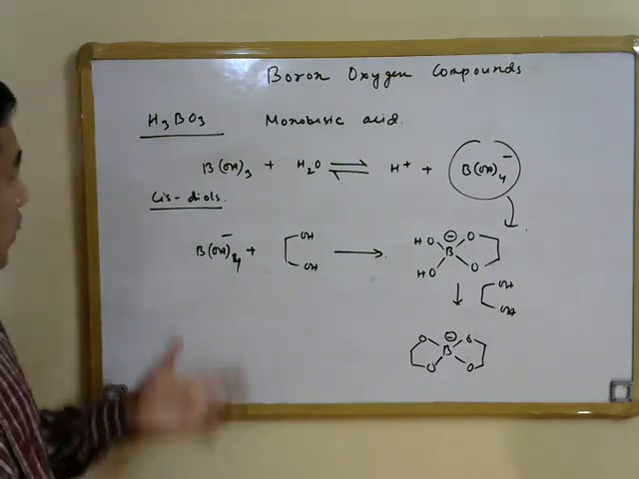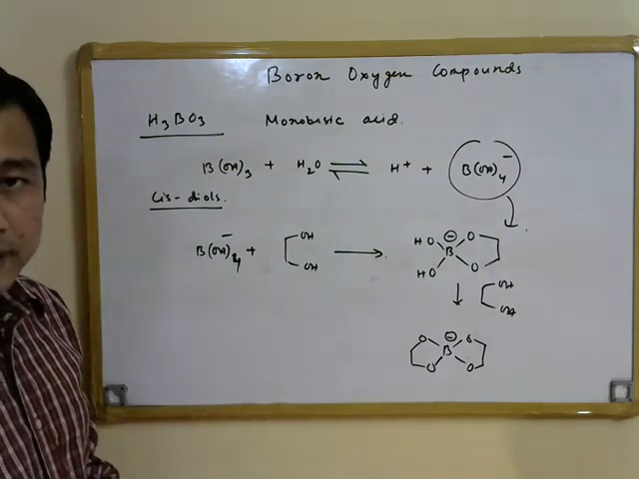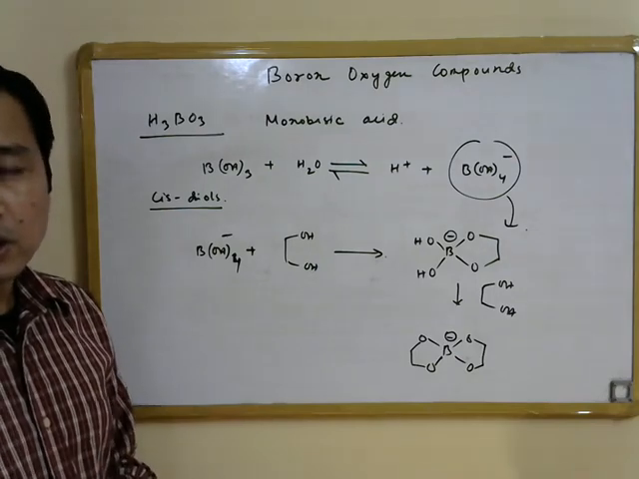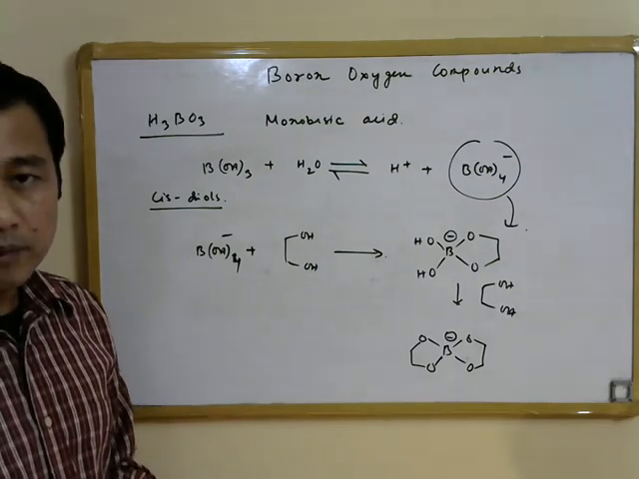So that is why it is important to add cis-diol during the titration of boric acid with sodium hydroxide.